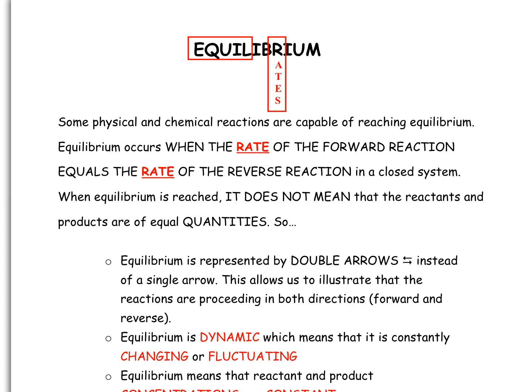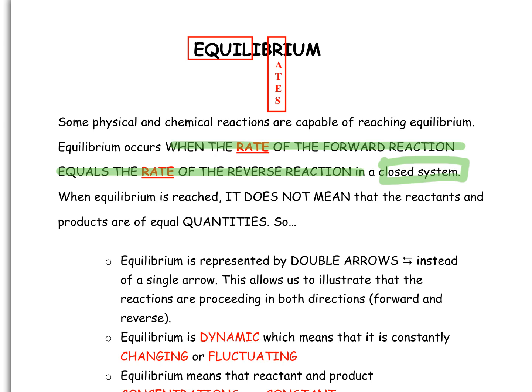How much product is being produced? How much reactant is being produced? What I mean by that is some physical and chemical reactions are capable of reaching equilibrium. Equilibrium occurs when the rate of the forward reaction equals the rate of the reverse reaction. And this has to be in a closed system.